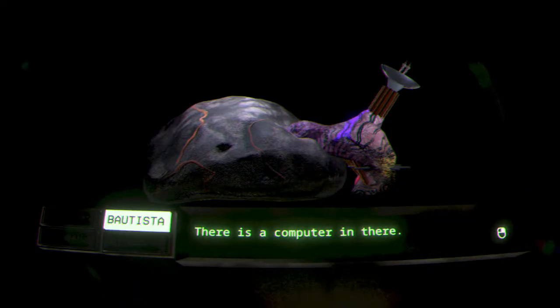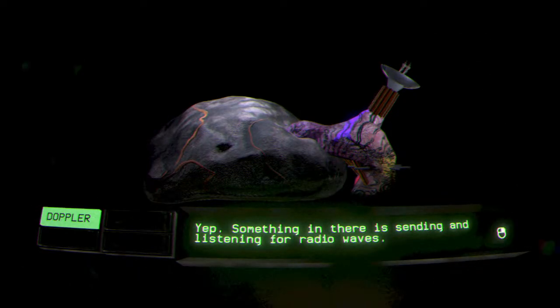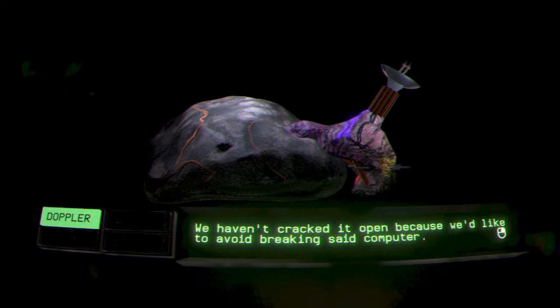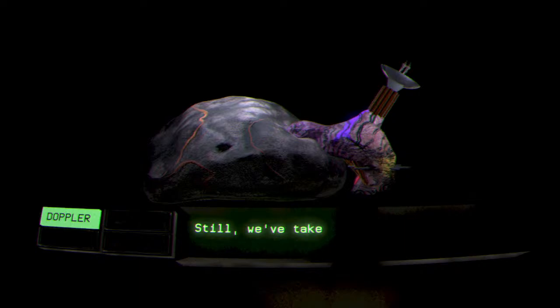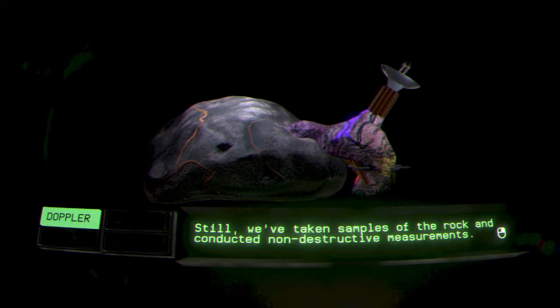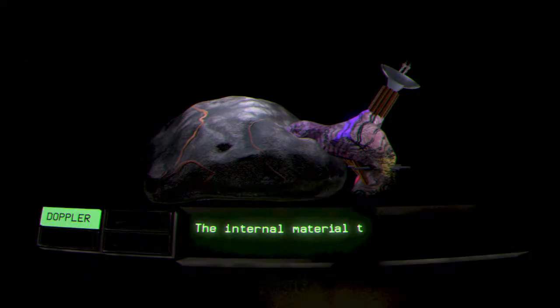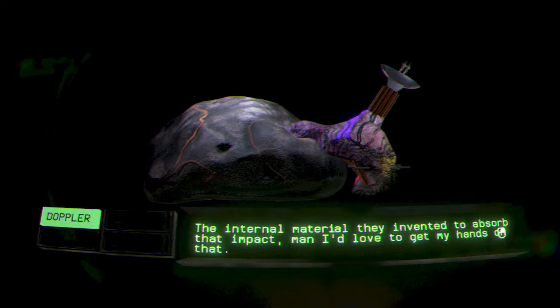There is a computer in there. Yep, something in there is sending and listening for radio waves. We haven't cracked it open because we'd like to avoid breaking said computer. Still, we've taken samples of the rock and conducted non-destructive measurements. Though it is killing me to know how the computer in there isn't smashed from the landing. The internal material they invented to absorb that impact, man, I'd love to get my hands on that.